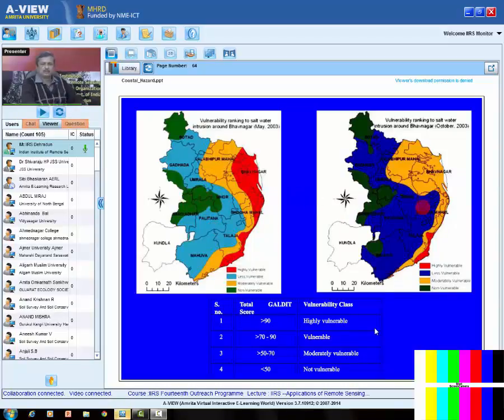This is not vulnerable. But after the post-monsoon, when there are a lot of showers and a lot of fresh water goes inside the aquifer, you can see the highly vulnerable region has been restricted to here only. So all these highly vulnerable areas, particularly the Bhavnagar area, are coming under the moderately vulnerable zone. And you can also see the non-vulnerable area has increased. The moderate, less vulnerable area has also increased.